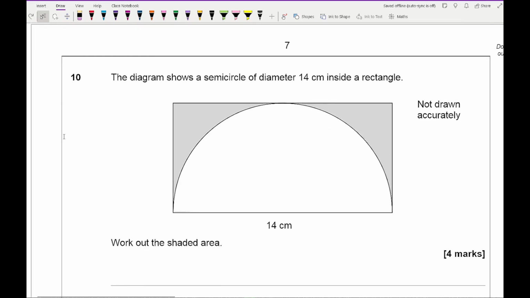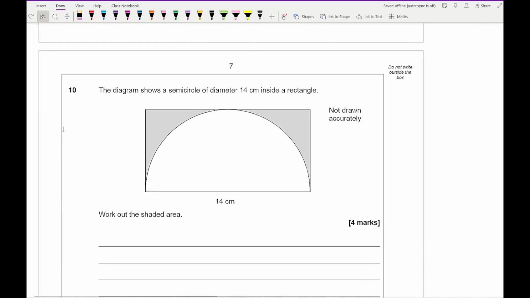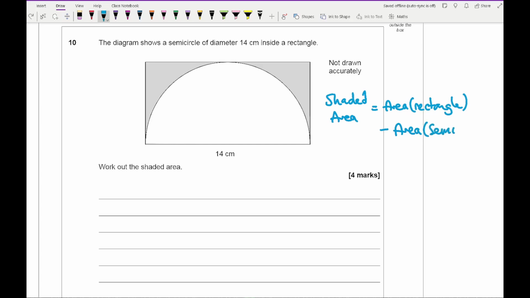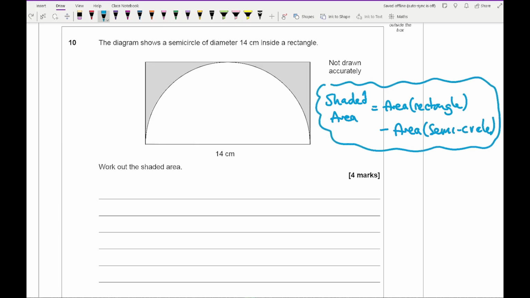Moving on to question 10, it says the diagram shows a semicircle with diameter of 14 centimeters inside a rectangle. Work out the shaded area. So if I just zoom out, just so I've got a bit of room to do the working out. So for this, the shaded area is equal to the area of the rectangle minus the area of the semicircle. So this is the general rule that I'm going to be using to work out what the answer is.